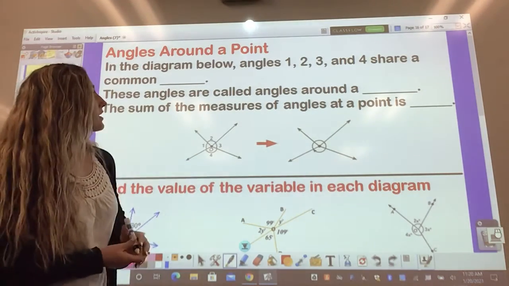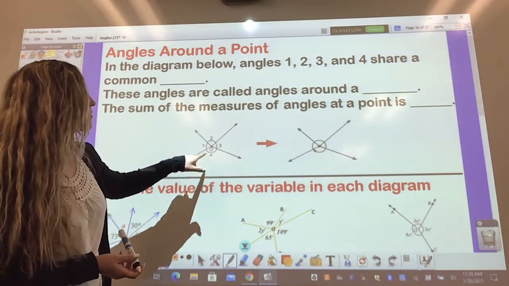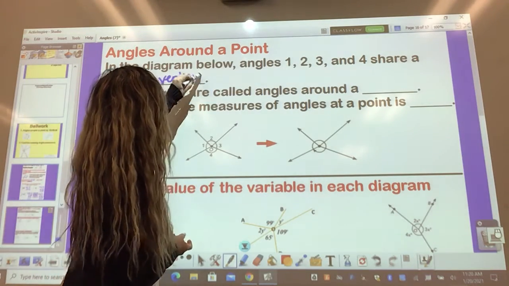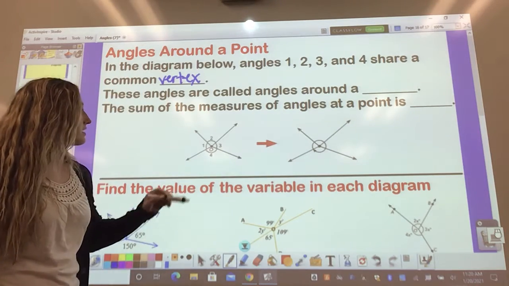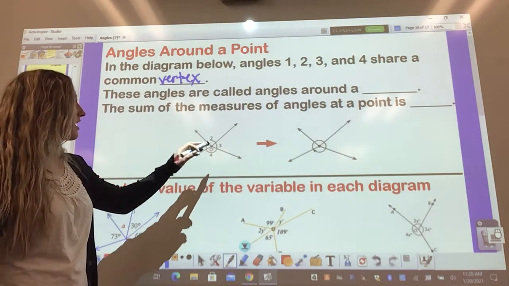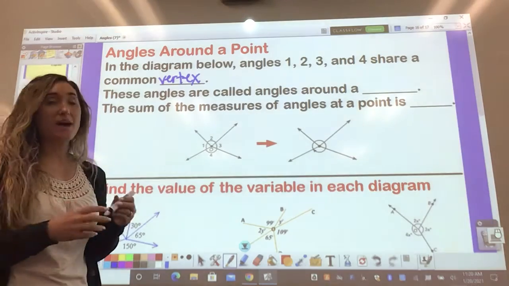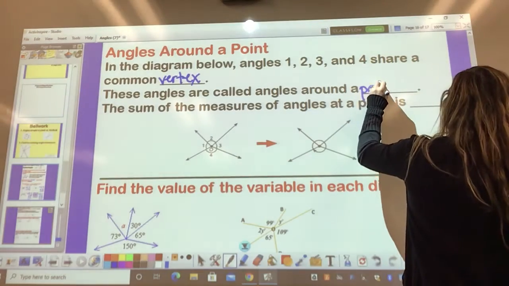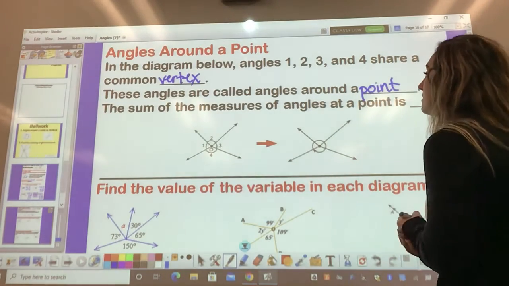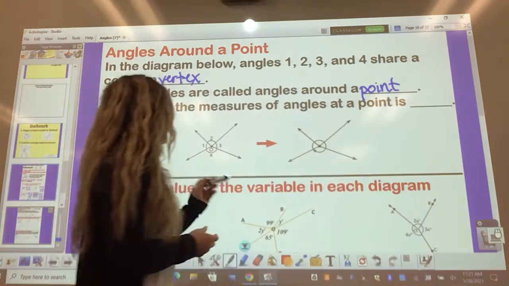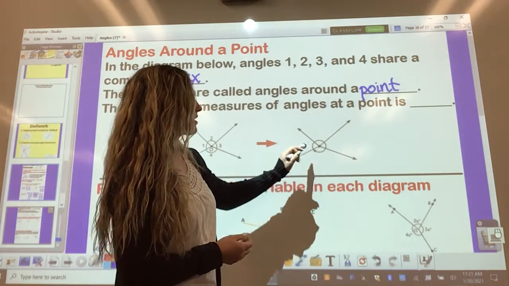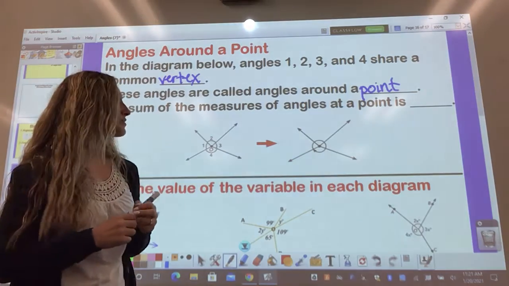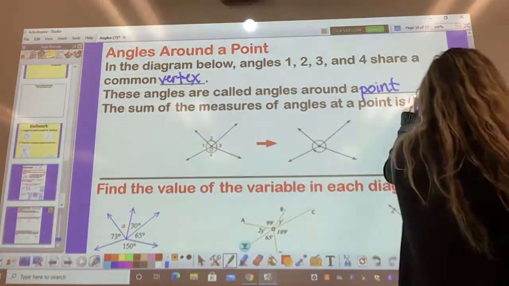So in this diagram here, angles 1, 2, 3, and 4, they all share a common vertex. And when the angles share a vertex, and we're talking about all of the angles around that vertex, we call them angles around a point. And the angles in a full rotation or a full circle, as we should know, is 360 degrees.